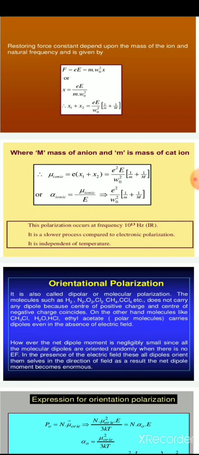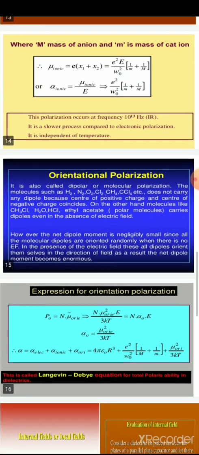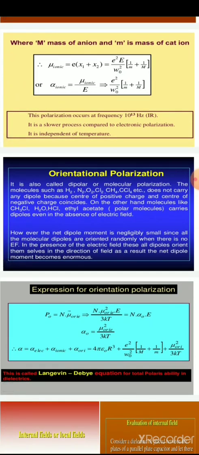This polarization occurs at a frequency of 10 to the power of 13 Hz, which is less than electronic polarization. It is a slower process compared to electronic polarization. As we know, it is independent of temperature. Both electronic and ionic polarizations are independent of temperature. Next, we are going to see orientational polarization.